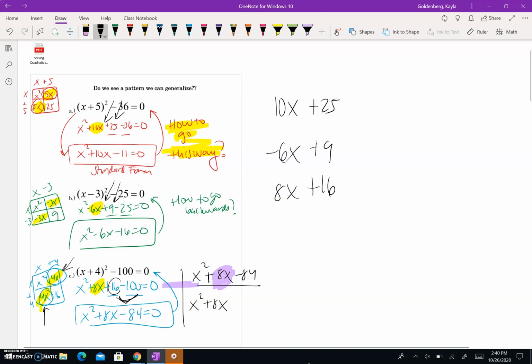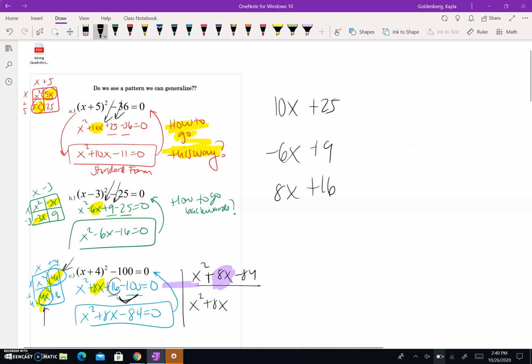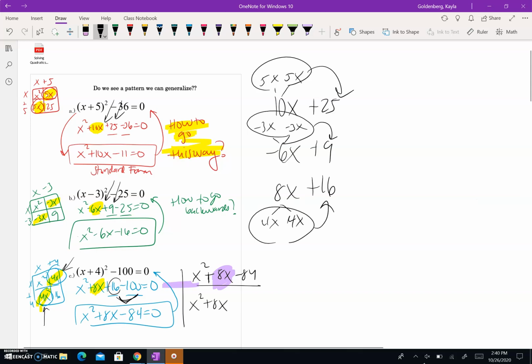Well, I notice that 8 times 2 is 16, right? But that doesn't work for the 10 and the 25, or the negative 6 and the 9. If I think back to the area model, remember how the 10x came from the two 5x's? And the 8x came from the two 4x's? The negative 6 came from the two negative 3x's. So do the 5's connect to the 25? Does the negative 3 connect to the 9? Does 4 connect to 16?